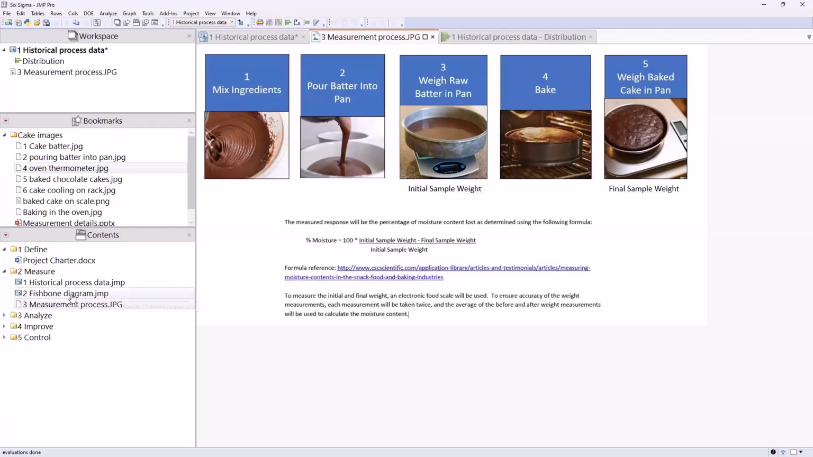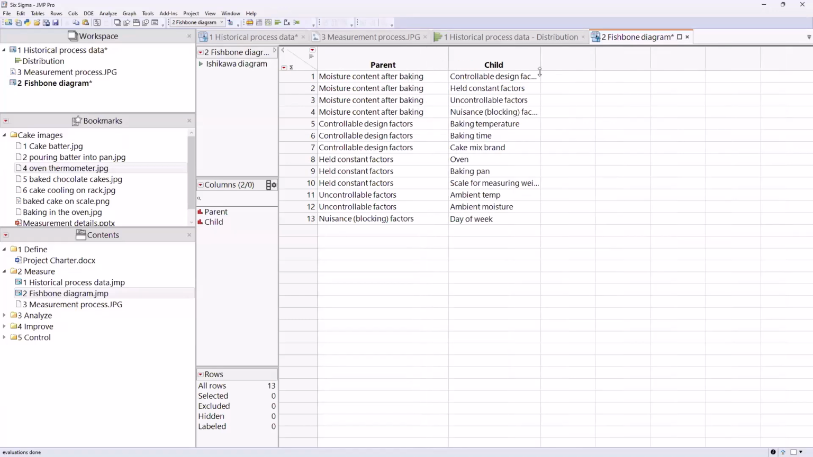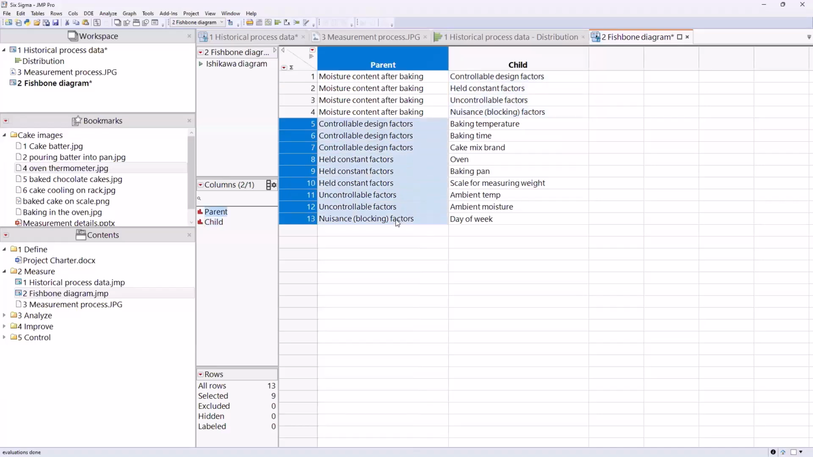All right, so let's take a look under Measure. We also have a fishbone diagram. Here I was brainstorming what could be impacting the moisture after baking the cakes. There are going to be four general categories: some factors that we can control, some factors we're going to hold constant, some things we can't control, and some nuisance factors. For each of these categories, there are other sub-causes. For controllable design factors, for example, I can control the baking temperature, the baking time, and the cake mix brand that I use.